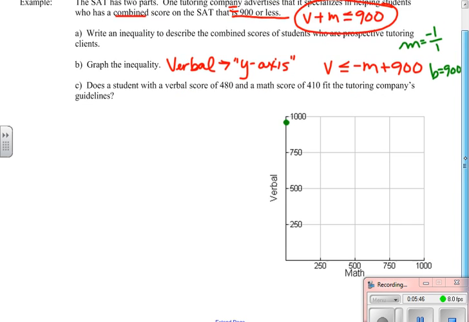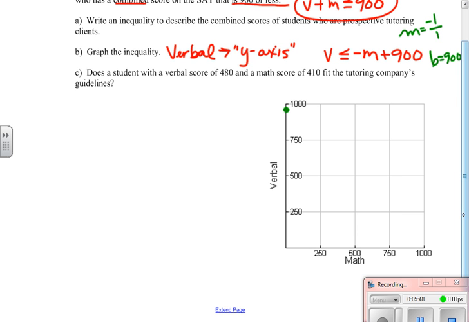And if they had a score of 900 on the math, to get tutoring, they would have to score a 0 on the verbal. That's kind of common sense, and if you think about the x and y intercepts, if you let v equal 0 or let m equal 0, that's what's going to happen. So my line, less than or equal to, actually shoots right down there. Because this is a point for a point.